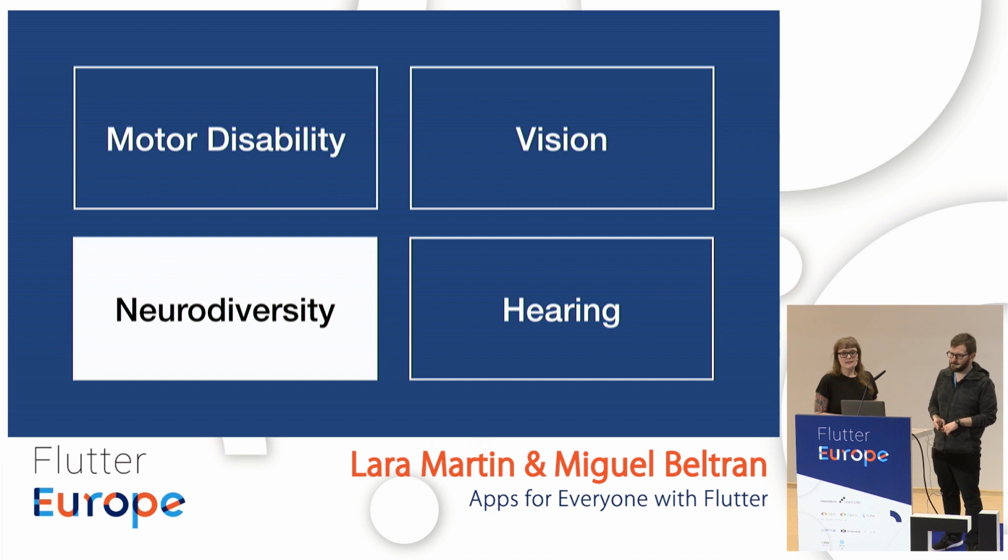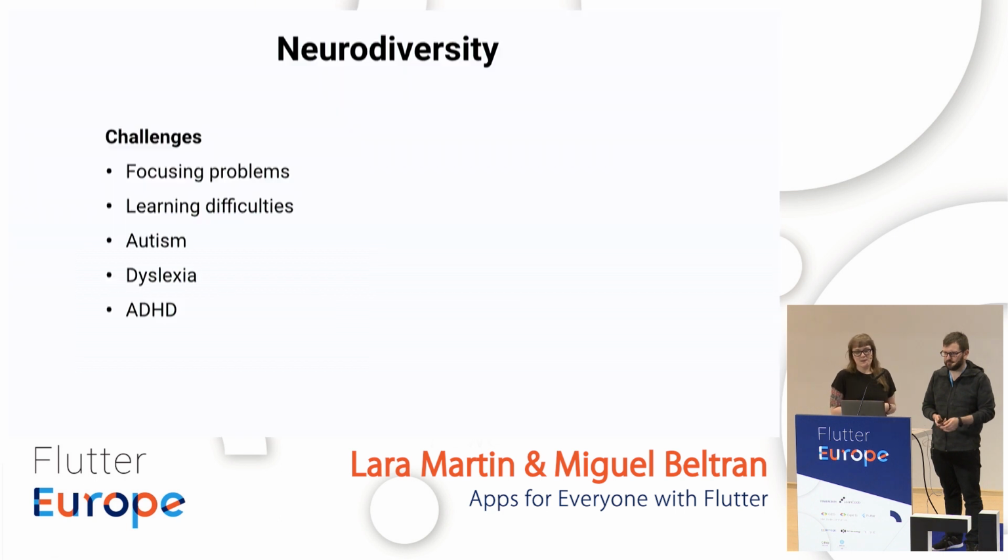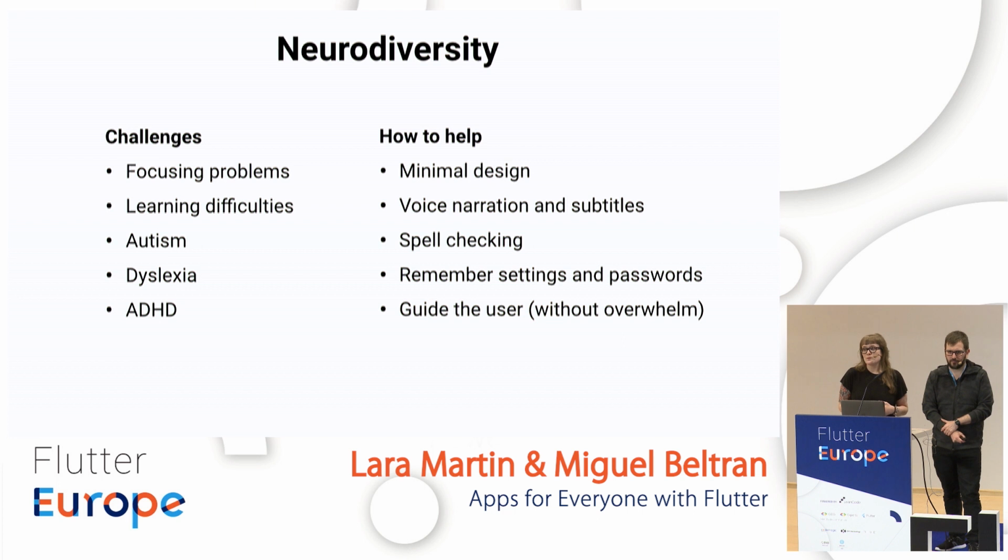The third type of disability that we are going to look at is neurodiversity, which refers to the diversity of the human brain. We want to include it here also as well in our accessibility study. Neurodiversity covers different disadvantages that users can face. That could be from focusing problems to learning difficulties. I'm sure that you have heard before about disorders like autism, ADHD, dyslexia, different problems. So what can we do? There are many, many things, and we focus on some specific examples.